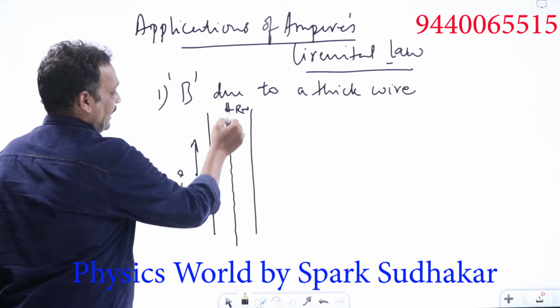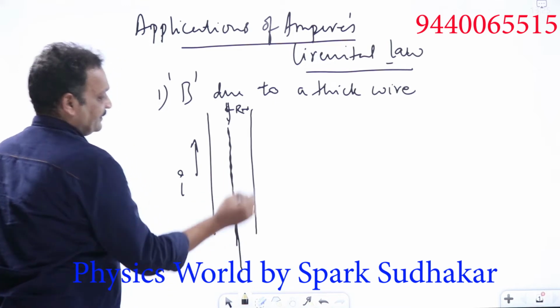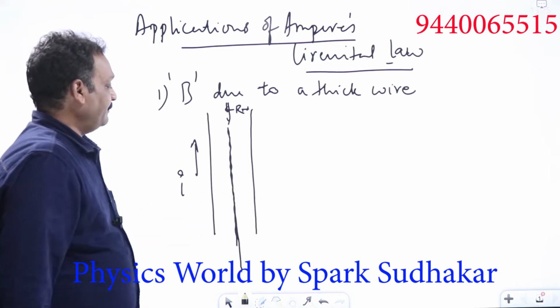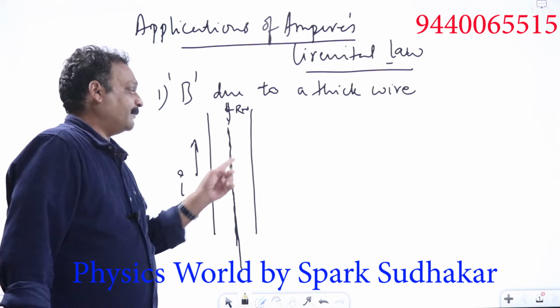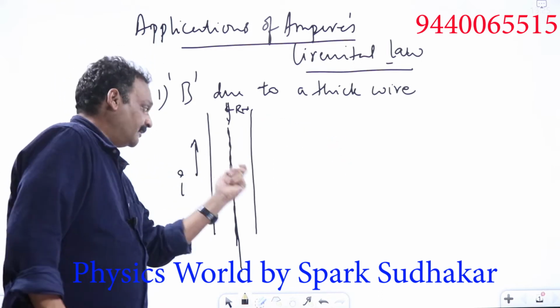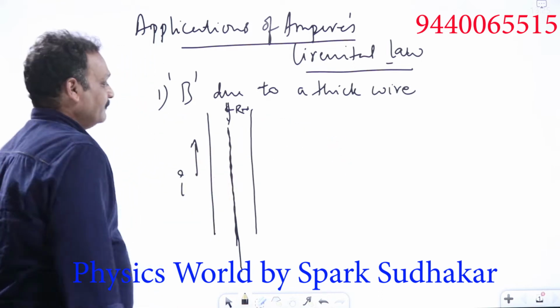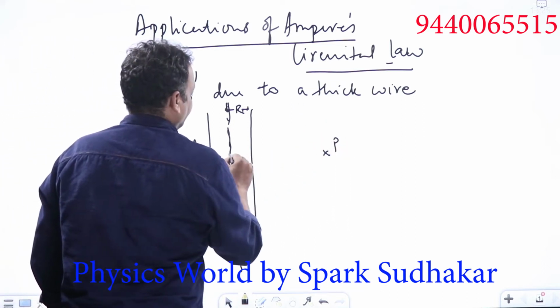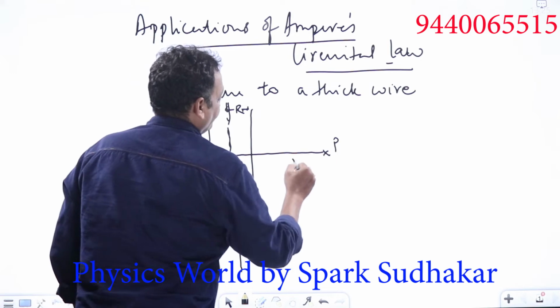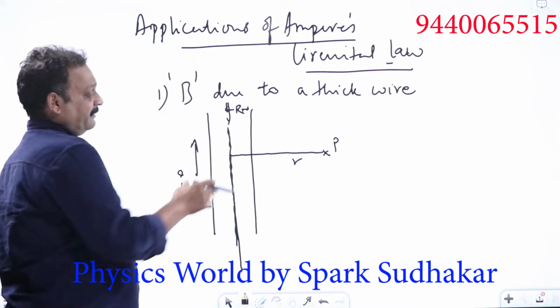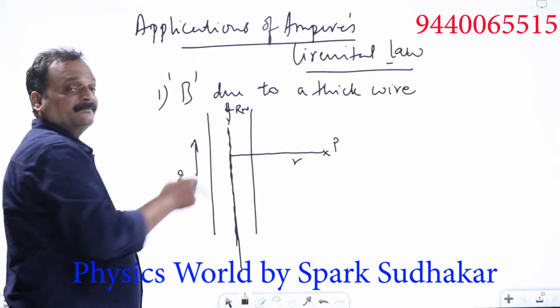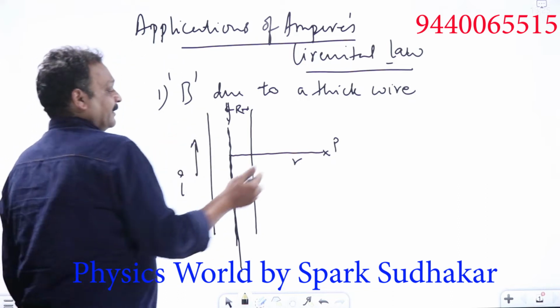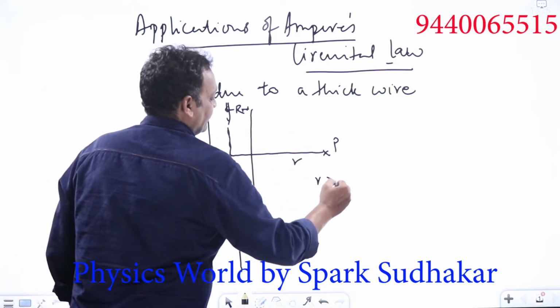This is the axis of the wire. Now my aim is to find out the magnetic field at a point outside the wire, on the wire, and inside the wire. Suppose the point P is here, at a distance small r from the axis of the wire. Whenever the wire is thick, we should consider the distances from this axis. Where small r is greater than capital R.